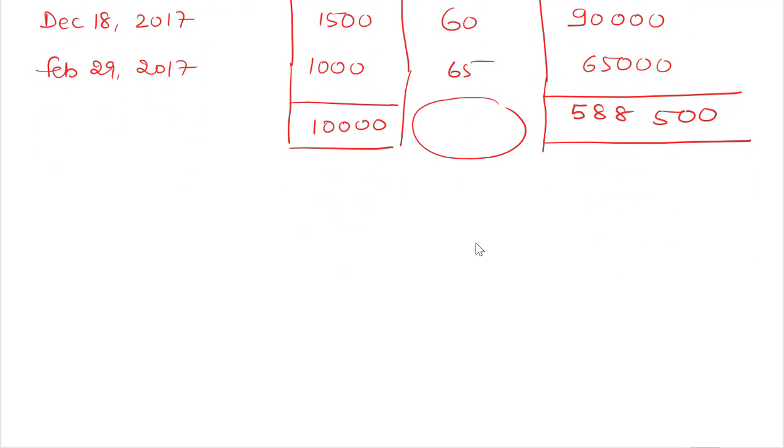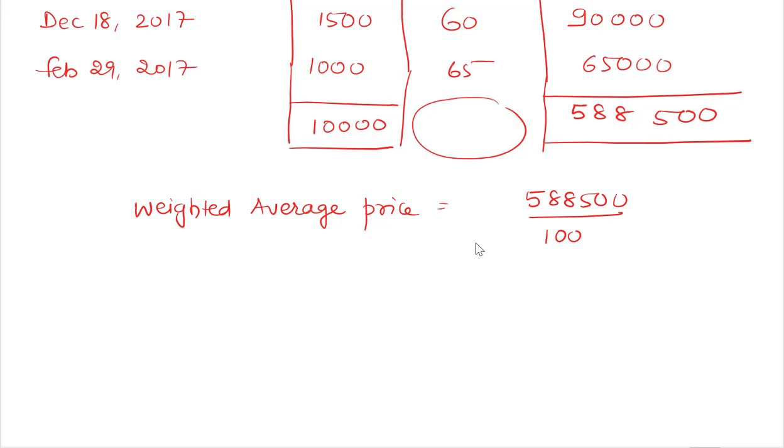We have to calculate the weighted average price. Right over here, weighted average price equals 5,88,500 divided by number of units, which is 10,000, equals 58.85 rupees per kg. I believe you have understood till here.